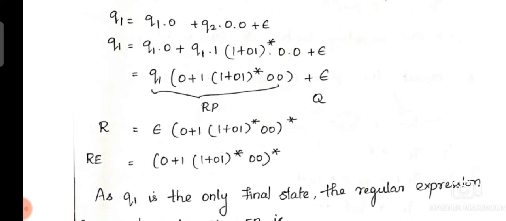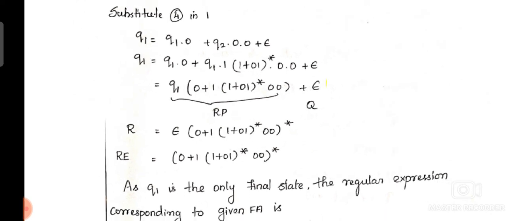So in this equation, Q is epsilon, so Q epsilon P star. P means 0 plus 1 dot 1 plus 0. So that is P, and P star means we have to put the whole thing in power star, Q P star. So finally that is the regular expression. That is the simplified form of the right hand side of the final state, the accepting state. In this problem, Q1 is the final state. So after performing the simplification, from the right hand side of Q1, we will get the regular expression for the given problem.